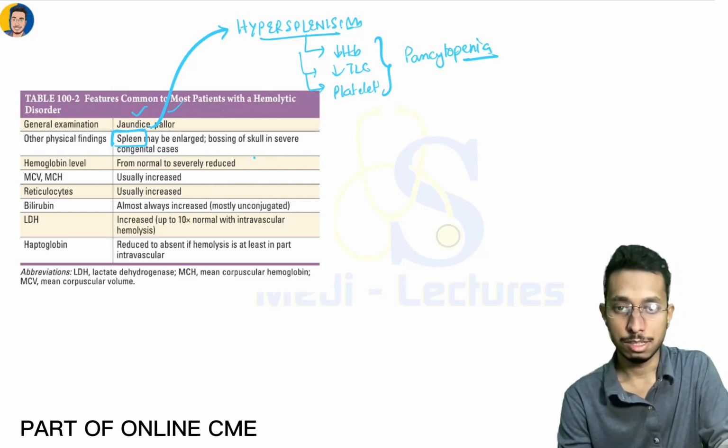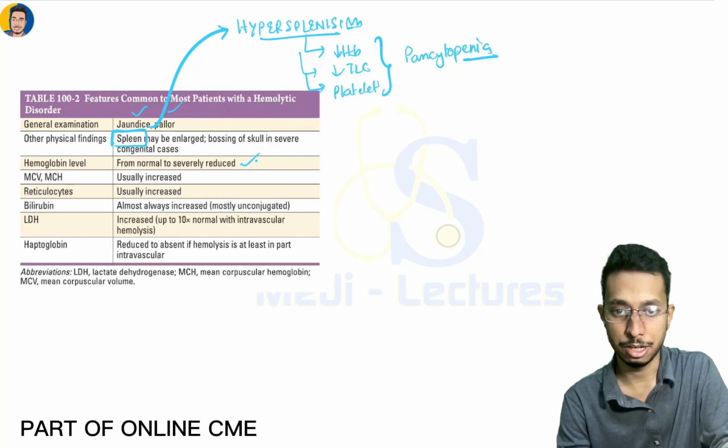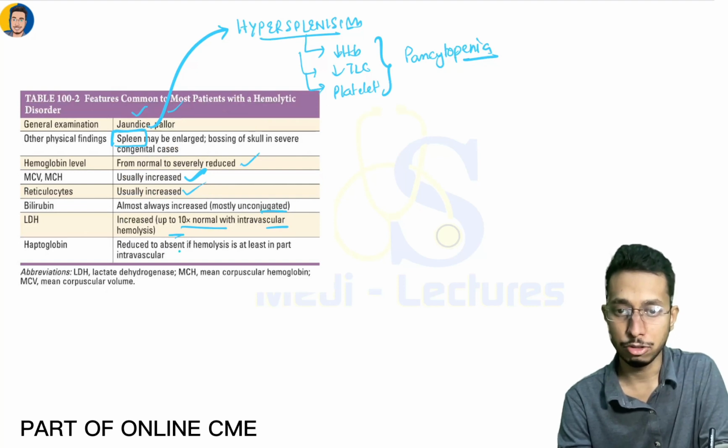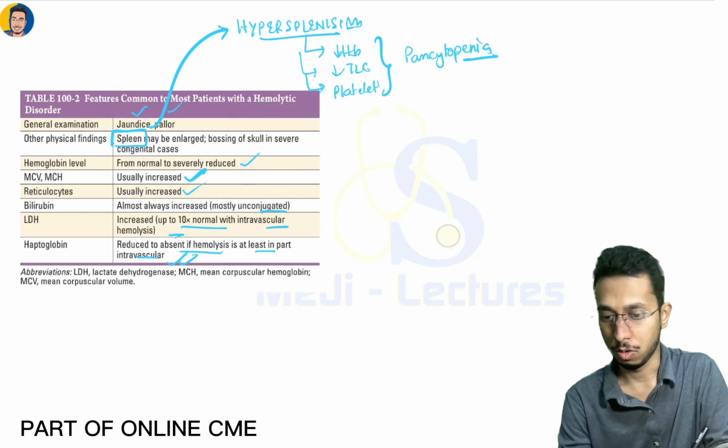So an initial patient of hemolytic anemia who later on develops splenomegaly can also present with pancytopenia. Then hemoglobin obviously will be normal to severely reduced, MCV, MCH increased, retic count increased, bilirubin almost always increased and mostly unconjugated. LDH increased with intravascular hemolysis and haptoglobin reduced to absent if hemolysis is at least in part intravascular. Alright? Okay.